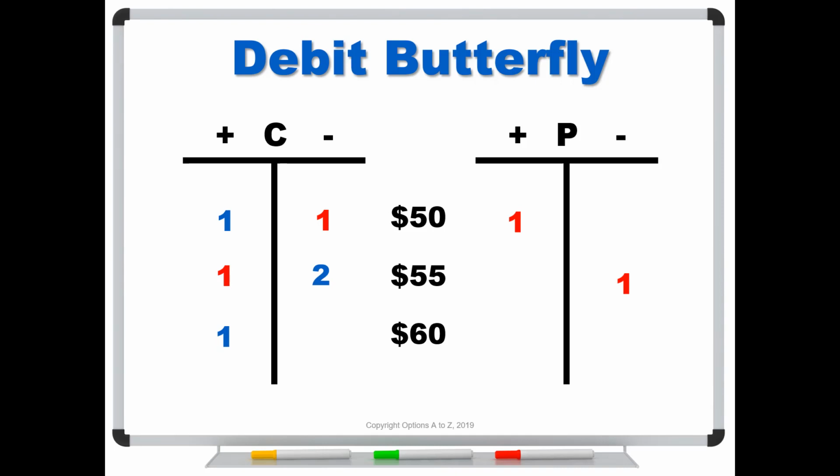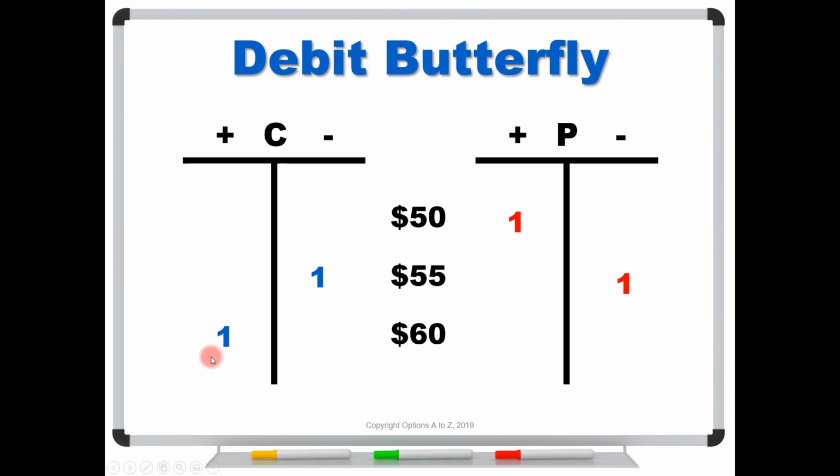So if we combine these two, take a look at what happens. Right here, I've got long a call and short a call, so they are going to cancel. They just get wiped out of the account. Down here, I'm long a 55 call and I'm short 2 55 calls. So when we combine those, it's just going to leave me with 1 55 call right here. So after the trade is done, I'm just going to be left with 1 55 call.